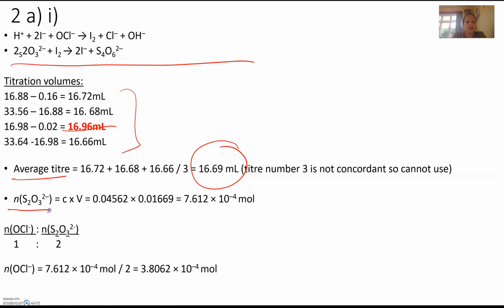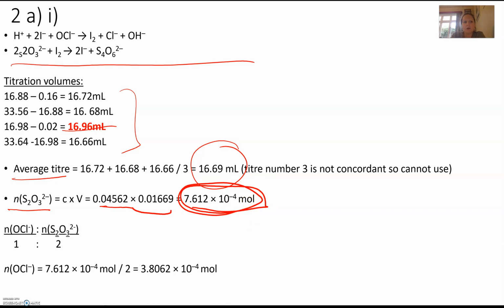I've then calculated the number of moles of thiosulfate using the concentration and my average that I've just done, ensuring that I convert to litres, of course. And here's the number of moles of thiosulfate. So this is the amount of thiosulfate used in that final step of the titration.